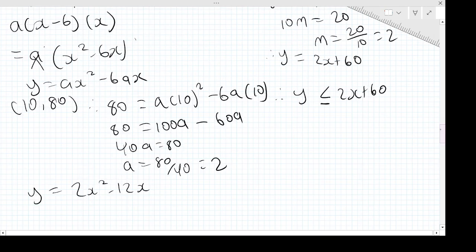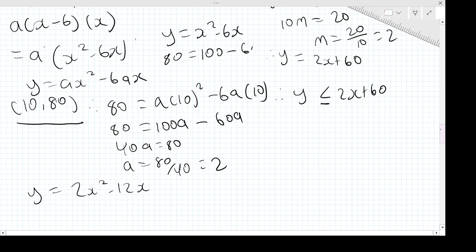If you left out the a and just had x squared minus 6x, if you then substitute this point in, 10, 80, you would go wrong. You wouldn't get, that wouldn't satisfy the equation. If you substituted 10, 80 into here, you would get 80 is 100 minus 60, and that's equal to 40. But clearly 80 is not equal to 40, okay? So you'd know you'd have to account for something because something's gone wrong there. So that's why, again, it's check your answer, right?